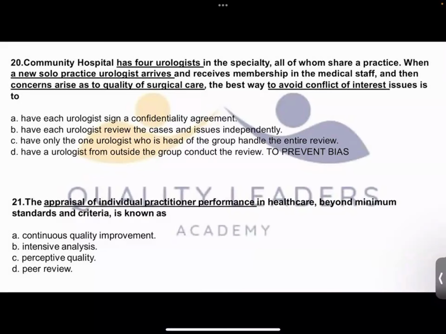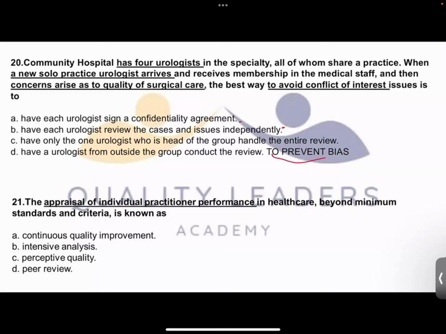It's letter D. When we say letter A, confidentiality agreement, this does not address the bias or conflict of interest at all. Okay. For letter B, independent reviews by the same group members may still involve bias due to their shared practice. What about letter C? Okay, delegating the review to the head of the group does not prevent the conflict of interest or ensure objectivity.